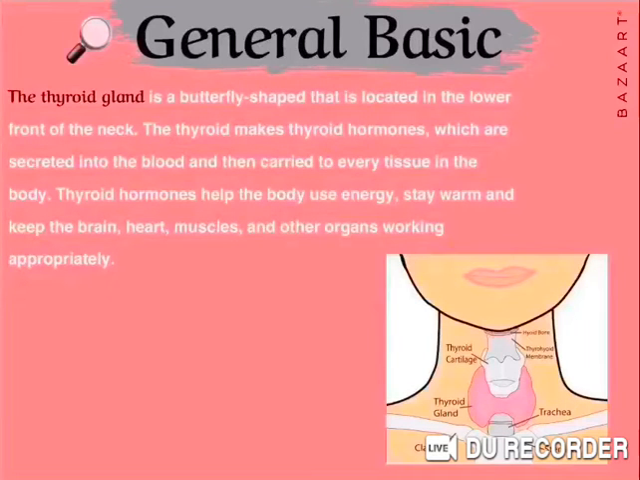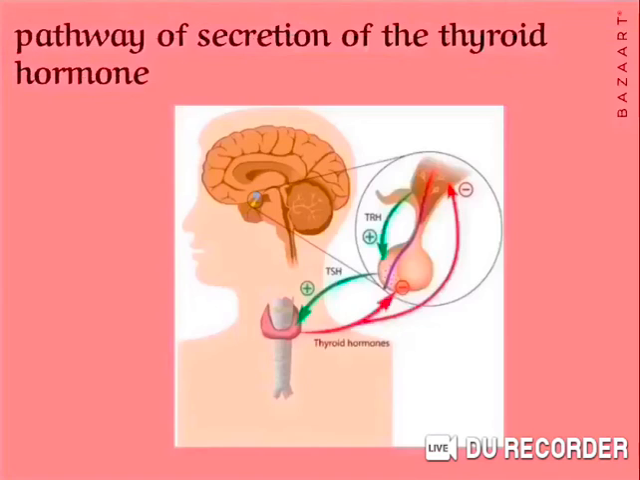Before we start our subject, it is important to remember some general basics about the thyroid gland. The thyroid gland is butterfly-shaped and located in the lower front of the neck. This gland releases the most important hormones in the body, T3 and T4. These hormones help the body use energy, stay warm, and keep the brain, heart, muscle, and other organs working in the correct way.